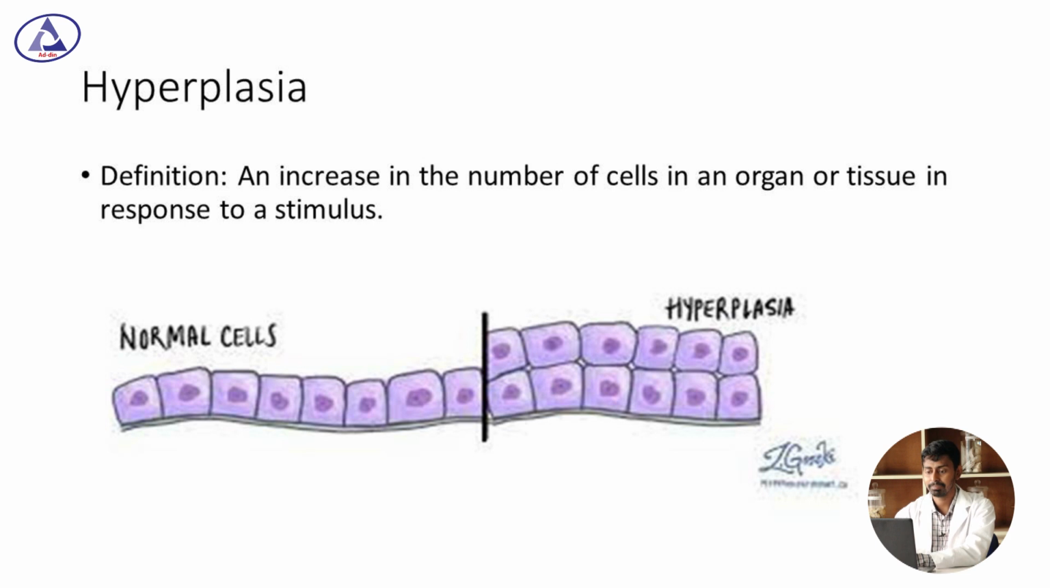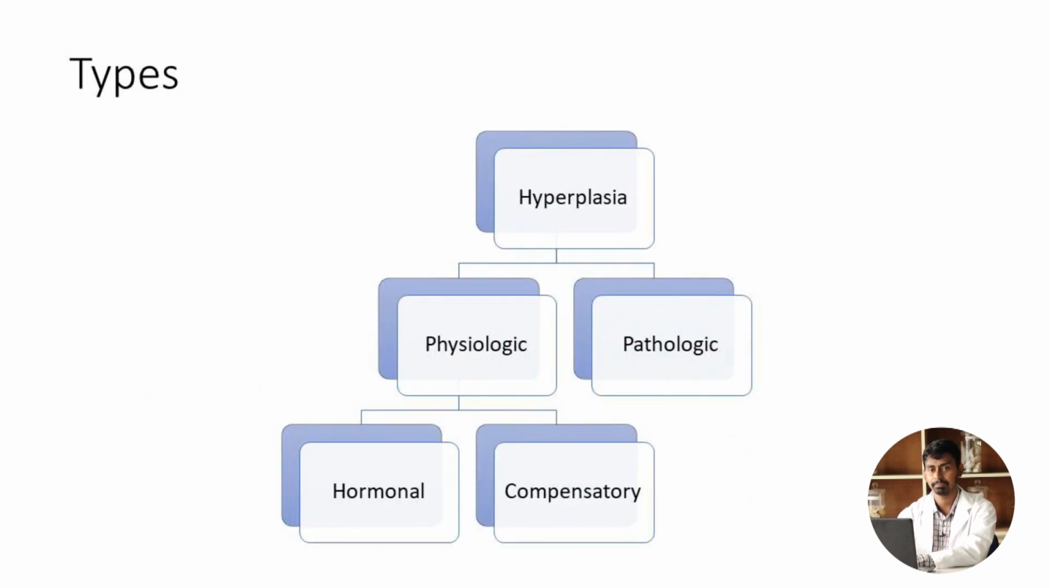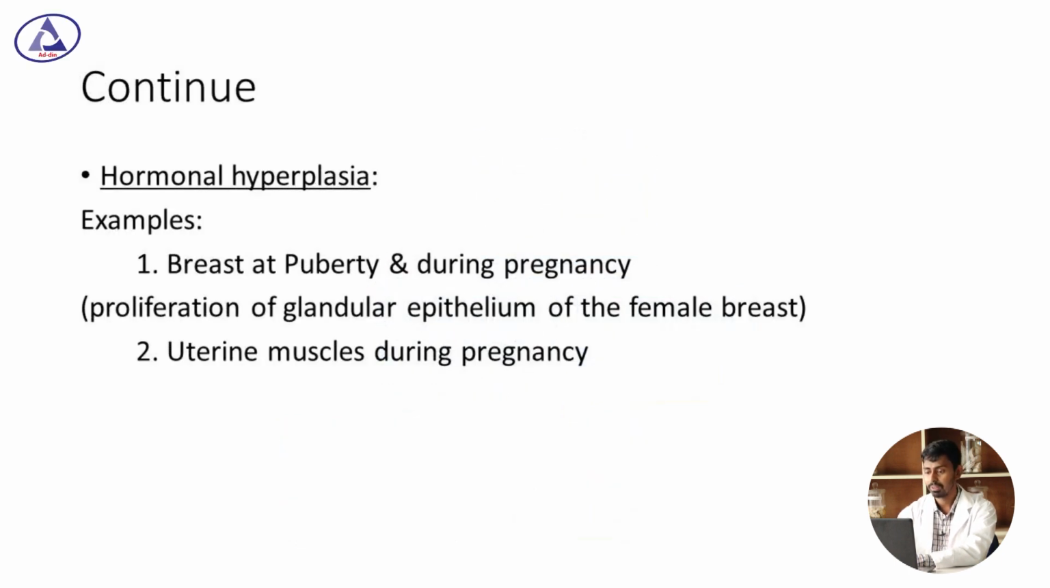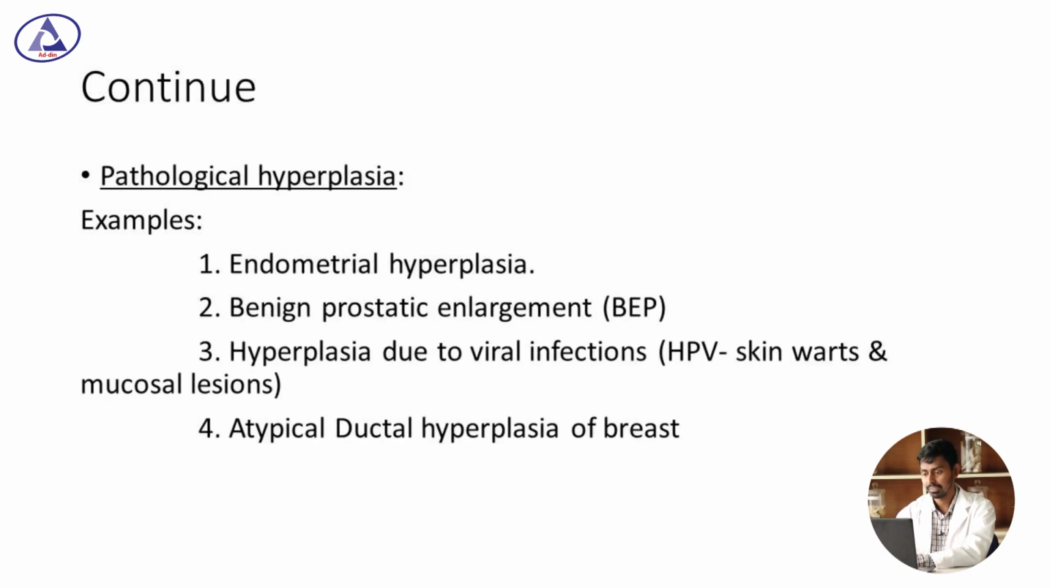Hyperplasia: an increase in the number of cells in an organ or tissue in response to a stimulus is called hyperplasia. Hyperplasia may be of two types: physiological and pathological. Physiological hyperplasia occurs by hormonal and compensatory mechanisms. Hormonal hyperplasia occurs in puberty in the breast and in the uterus during pregnancy. Compensatory hyperplasia occurs after partial hepatectomy and unilateral nephrectomy. Pathological hyperplasia: endometrial hyperplasia, benign enlargement of prostate, hyperplasia due to viral infections, atypical ductal hyperplasia of breast.